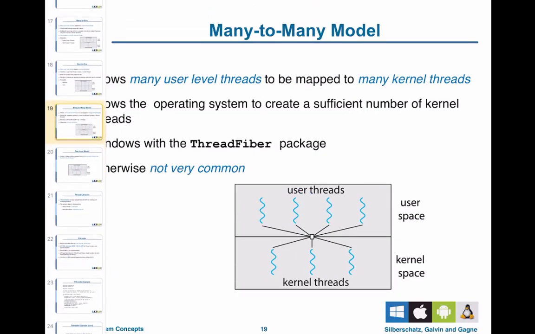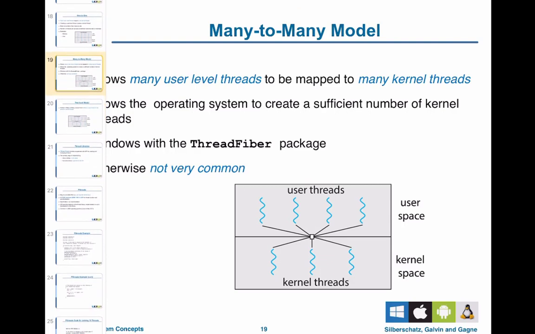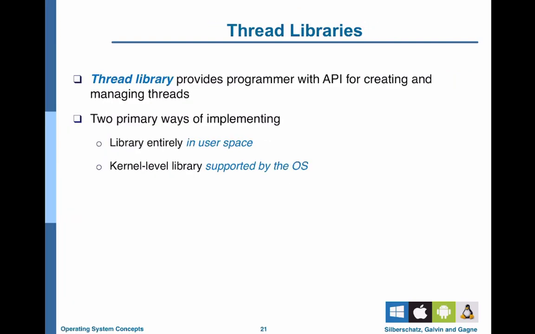So, some thread libraries, such as Pthreads, Windows multi-threading, and Java threads, provide programmers with an API for creating and managing threads. The thread library can be implemented in user space or at the kernel level, supported by the operating system.